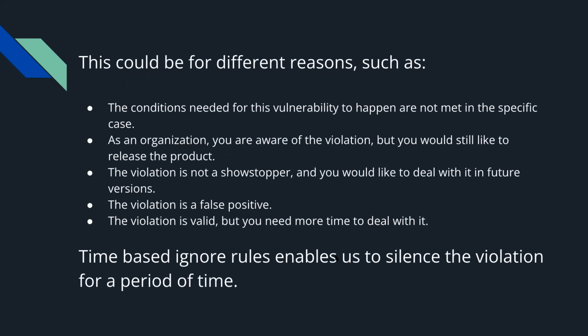First would be the conditions needed for that vulnerability to happen are not met in a specific case. Your particular execution case is very different from where that particular condition is met. And as an organization, your company is aware of the violation, but they would still like to release the product. And also there is a chance that the violation is not a showstopper, and you would like to deal with that later or in the next version.